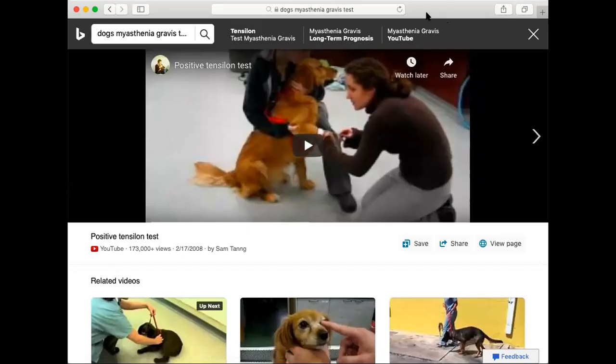I just typed in dog's myasthenia gravis test, and it's a positive tensilon test for dogs. So I want to show you, this is a dog who has myasthenia gravis, and they're giving the dog a drug that is similar to serine.